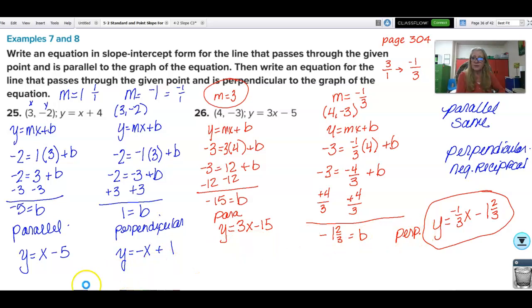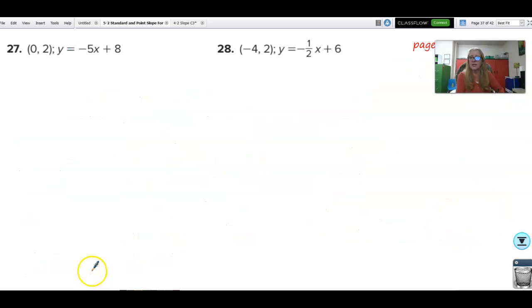Let's do some more of this, though. This is super fun. We're having a good time.